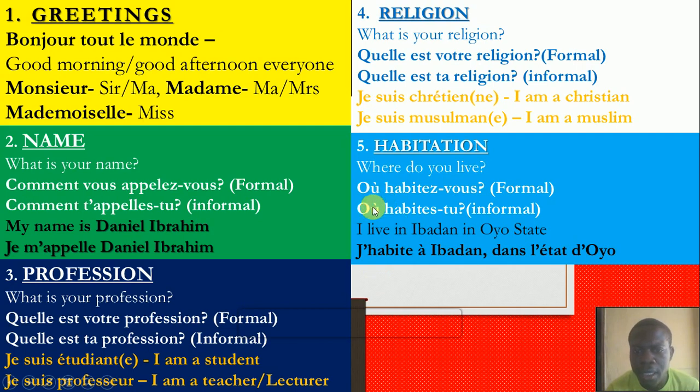And the informal way, how to still say where do you live, is où habites-tu? That is, you're asking your friend, where do you live? You say, où habites-tu? Informal.